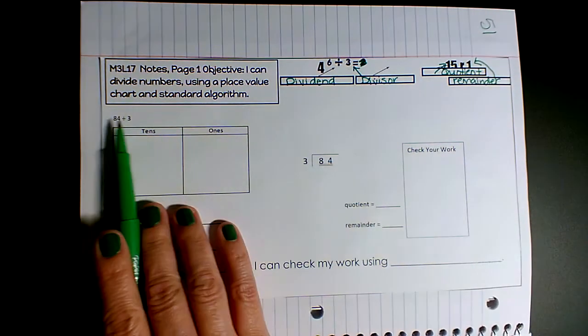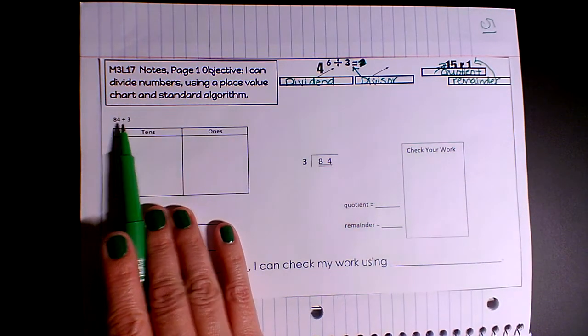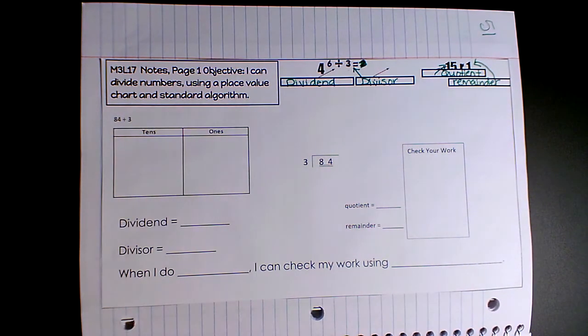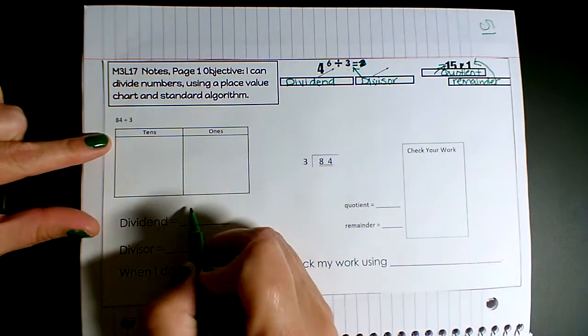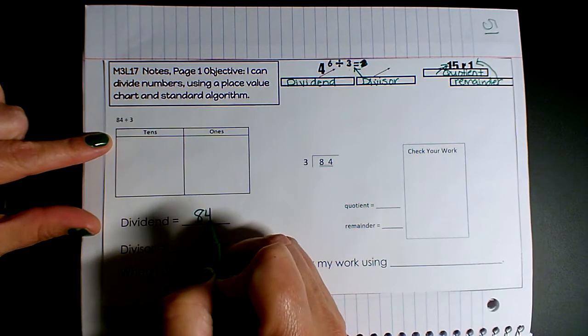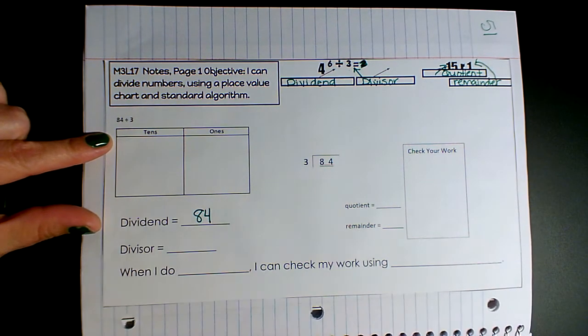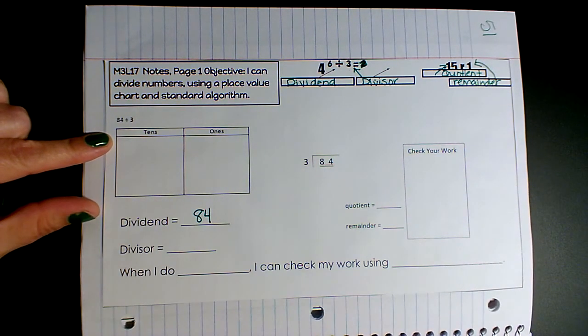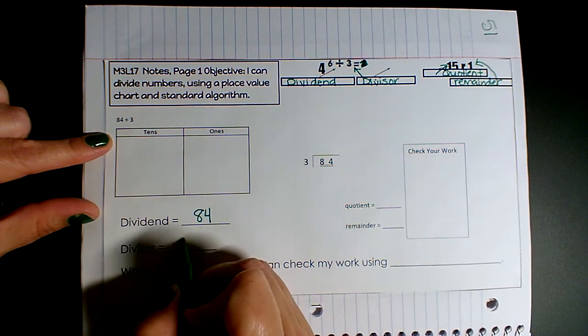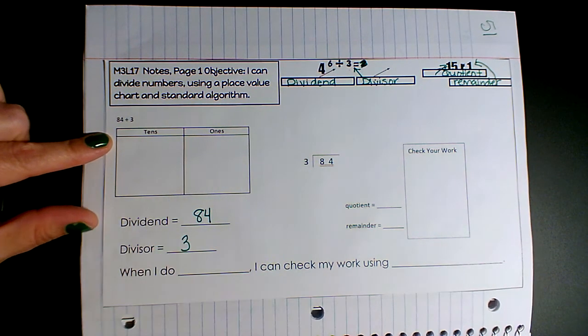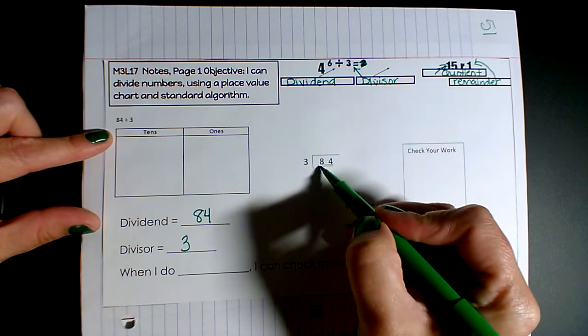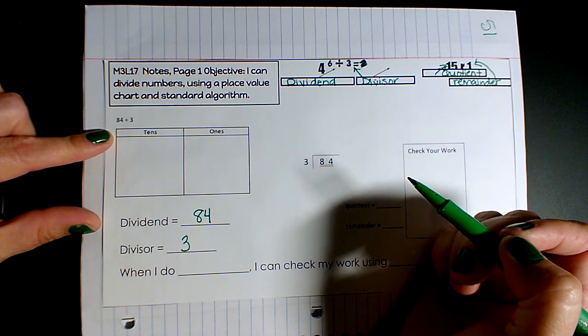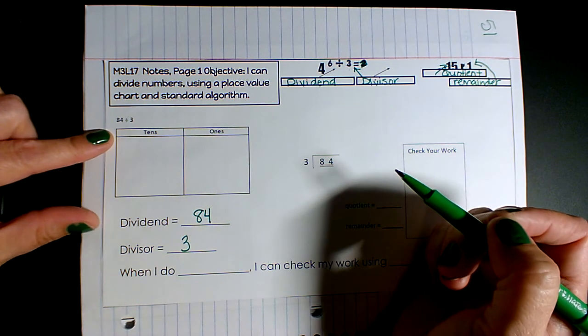So I'm going to take this equation, 84 divided by 3. Well, before I get started, which number is our dividend? Okay, if you said 84, you're correct. Which number is our divisor? If you said 3, you are correct. Okay, so I have 84 divided by 3, and we're going to work on this problem.